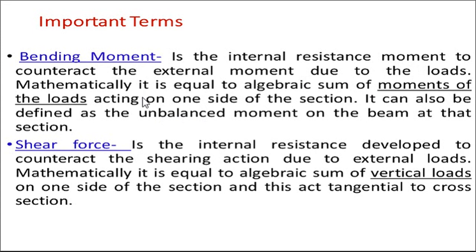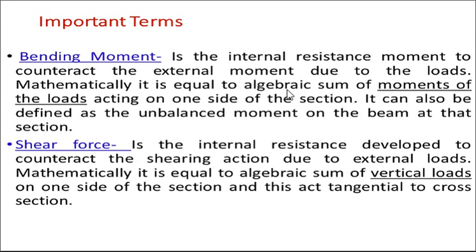So mathematically we can also determine the bending moment. If you define the bending moment, it is equal to the algebraic sum of moments of the loads acting on one side of the section. So it is an algebraic sum, either positive or negative. Whatever the moments are, as a sign convention, suppose you consider clockwise positive and anti-clockwise negative, at that time you can take the appropriate direction and appropriate sign conventions.